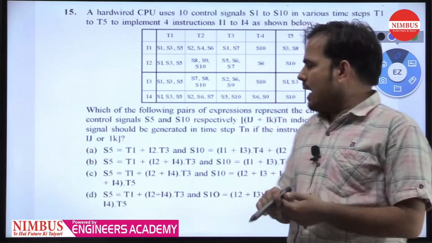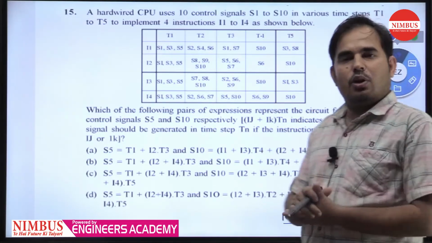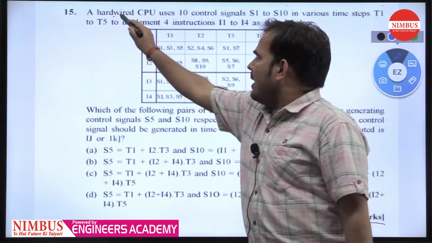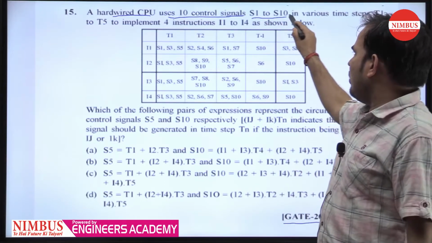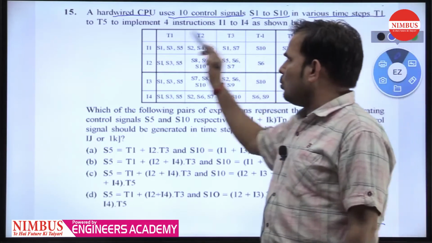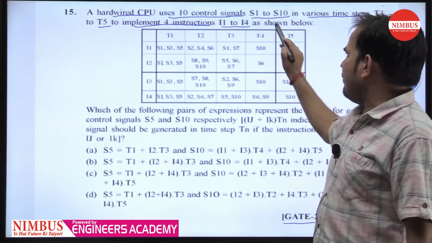Friends, this question was asked in GATE 2005 for 2 marks. Let's see what it is saying and what it is asking from you. A hardwired CPU uses 10 control signals S1 to S10 in various time steps T1 to T5 to implement 4 instructions I1 to I4 as shown below.